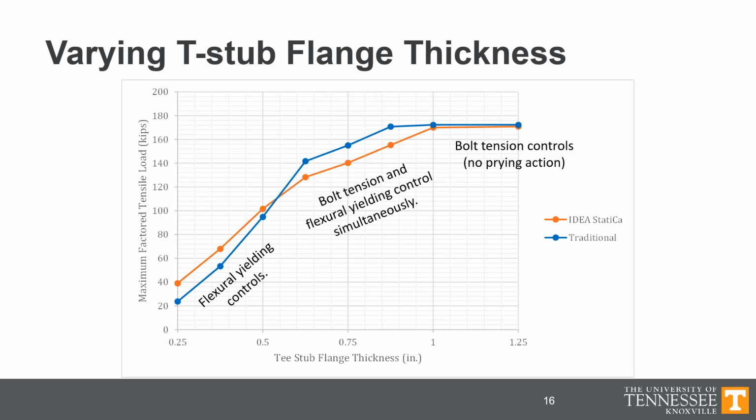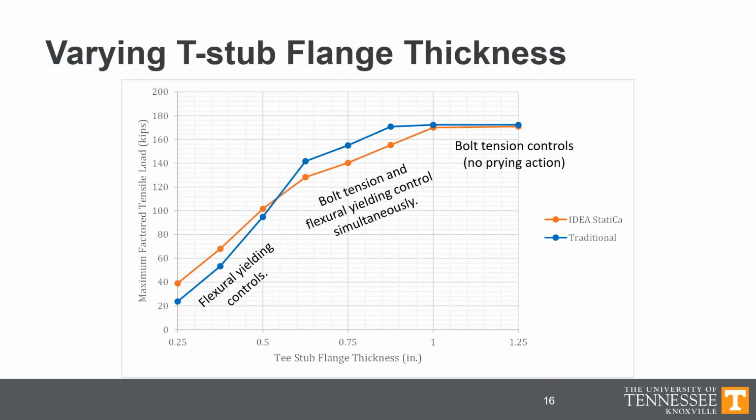For the intermediate plate thicknesses, in this region here, where bolt tension and flexural yielding control simultaneously, IDEA StatiCa is conservative. The maximum load that IDEA StatiCa says can be applied is less than that for the AISC specification. One reason for this is the fact that the recommendations in Part 9 of the AISC manual utilize FU instead of FY for the bending strength.